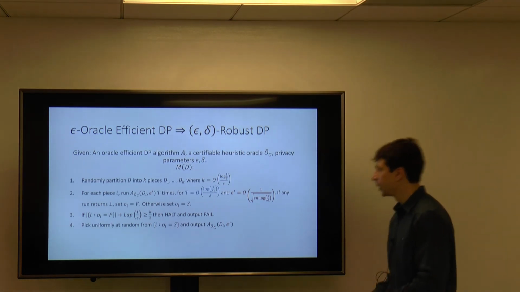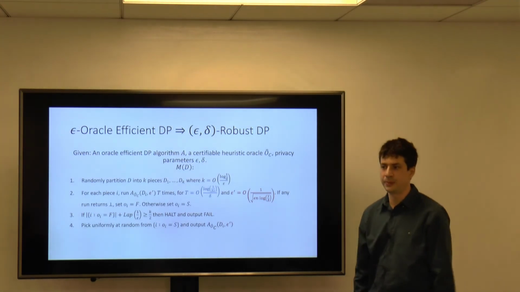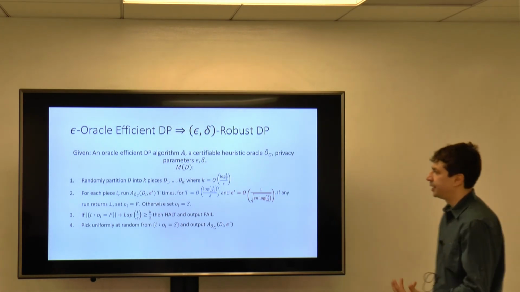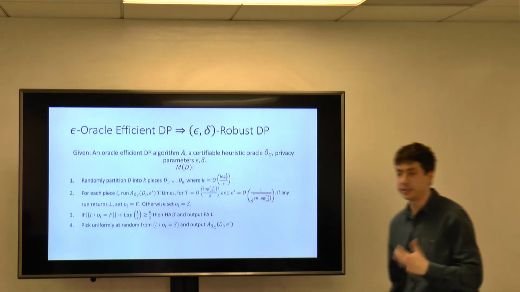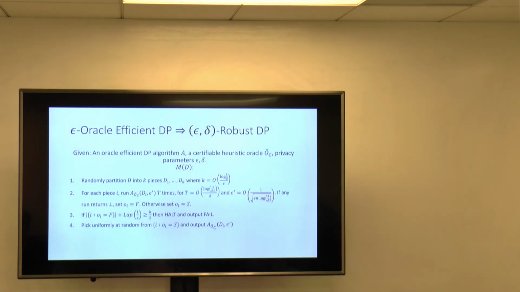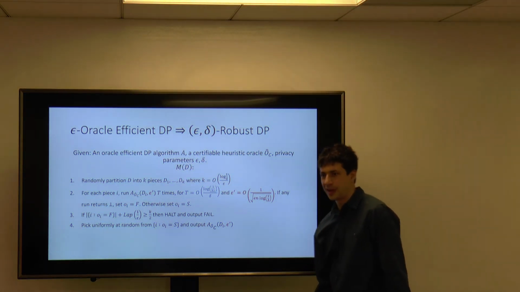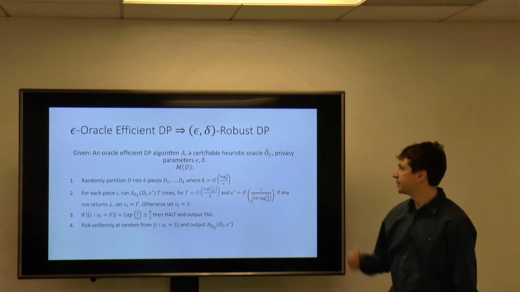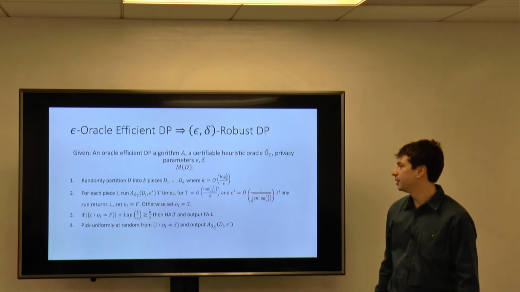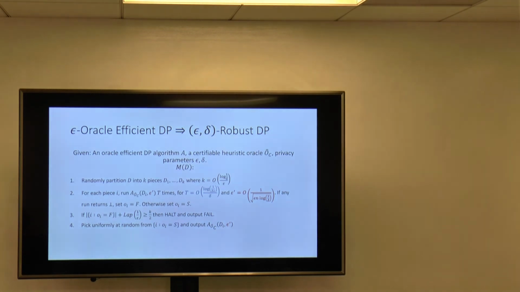First I'm going to randomly partition the data set into roughly 1/epsilon many pieces. Then I'm going to run my heuristic learning algorithm that we just saw on the previous slide, instantiated with this certifiable heuristic, roughly 1/delta many times on each of these pieces. And the privacy parameter I'm going to give it is not the privacy parameter epsilon that I want to satisfy, but crucially 1/the square root of epsilon n. So I'm giving it a different privacy parameter. I'll tell you in a moment why that's important.